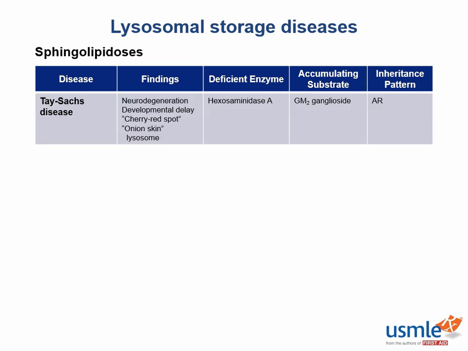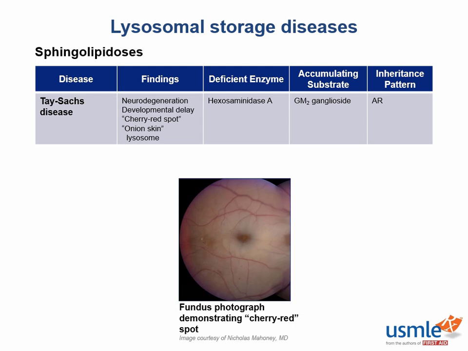And this is an extremely high-yield disease that can present with a cherry red spot on the macula. And you can see an example of this here, due to a hexoaminidase A deficiency. And an easy way to remember this is that Tay-Sachs lacks hexoaminidase A.